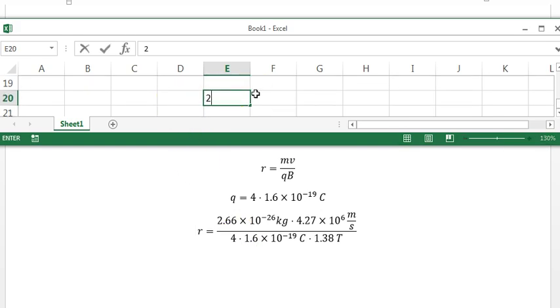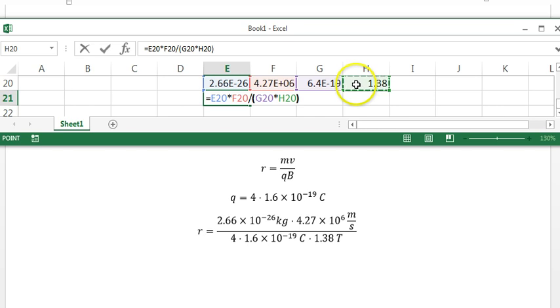So we have our mass, 2.66 e minus 26, right? And we have our velocity, 4.27 times 10 to the 6th. We have our charge, which is 4 times 1.6 times 10 to the minus 19th. And we have our magnetic field. And now we're going to calculate the radius of curvature, which is going to be the mass times the velocity divided by the charge times the magnetic field.